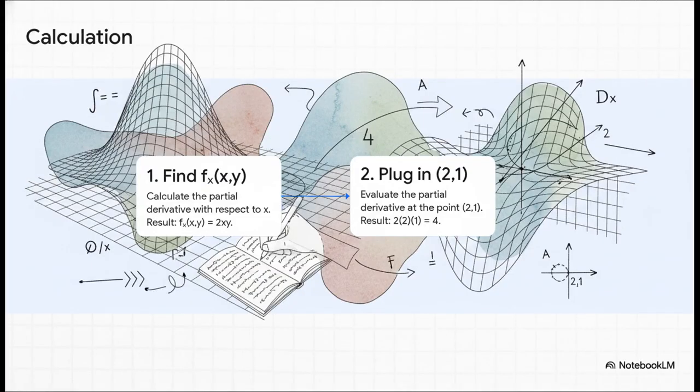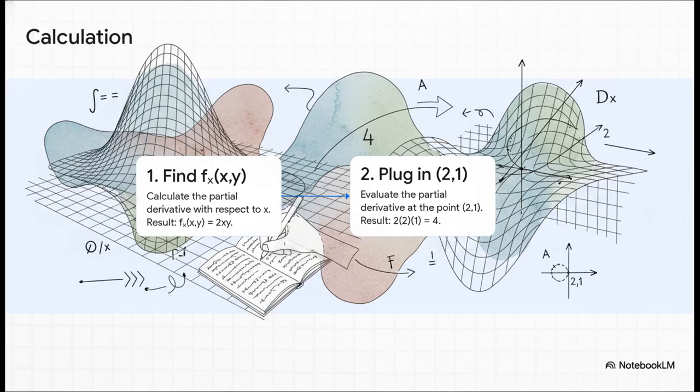So, step 1, we find the partial derivative with respect to x. In that first term, x squared y, the y is just a constant multiplier, so the derivative is just 2xy. Now that second term, minus 3y to the fourth, since we're treating y as a constant, that whole term is a constant. And the derivative of a constant is just 0.